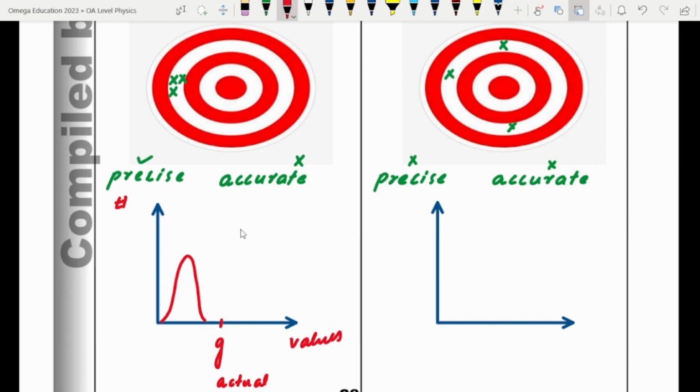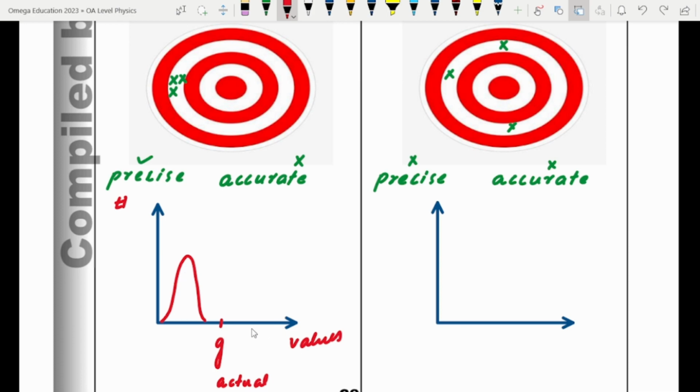So what do you see? The peak, the maximum number of values, are not close to the actual value. This is not accurate. But the graph is a narrow one. That means it is precise. The readings are precise, but they're not close to the true value. Right? You get these graphs in paper 1, you get them in paper 2 as well. After that, we'll be solving some sample questions and I'll show you there.